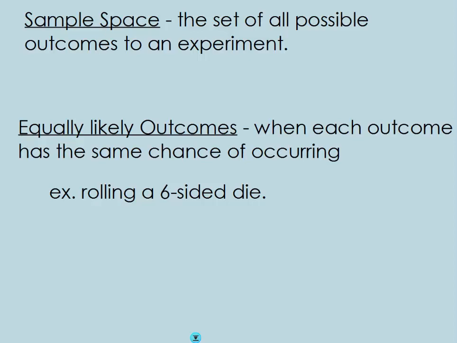So other vocab words you might hear: sample space. This is the set of all possible outcomes of an experiment. So this is all the answers. And so for the last one, the sample space would have been 1, 2, 3, and 4, because those are the only possible outcomes of your answers.